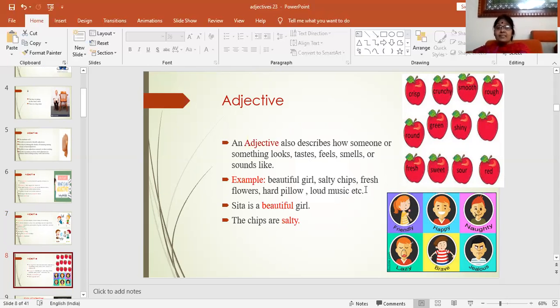For example, beautiful girl, salty chips, fresh flowers, hard pillow, right? How you feel, loud music, how it sounds, right? So, when I say beautiful girl, how it looks. When I say salty chips, how it tastes. When I say fresh flowers, how it smells. Or when I say loud music, how it sounds. So, how we can use, see, she is a beautiful girl. The chips are salty. Or how we feel. I feel friendly. I'm happy. He's naughty. He's lazy. He's brave, jealous. So all these words are also called adjectives.